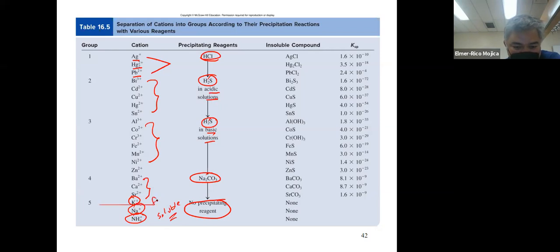To test them, you do the flame test. This table will not be given in your class. The thing that you need to remember here is what's the precipitating agent for group 1, 2, 3, and 4.